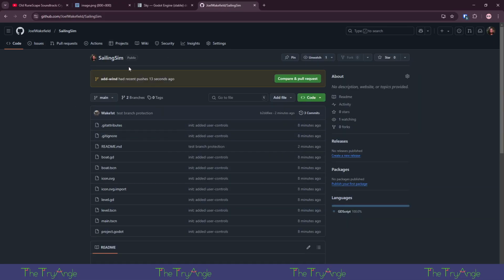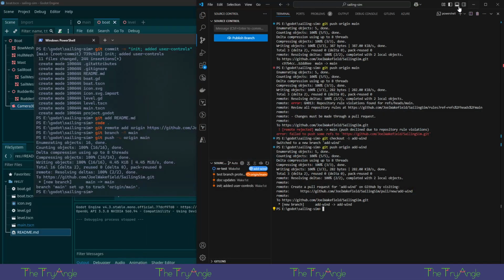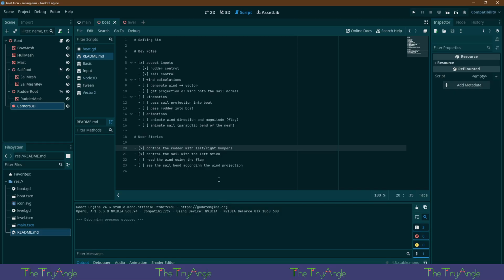So if we go through here, huzzah. All right. Okay. Let's see here. You go away, and you go away, and you go away. All right. Discard local and reload. You betcha. All right. Next, we're going to add wind. We're going to work on this branch. I don't think I'm going to do the flag yet, because that's like down here. We'll save that for the last bit.